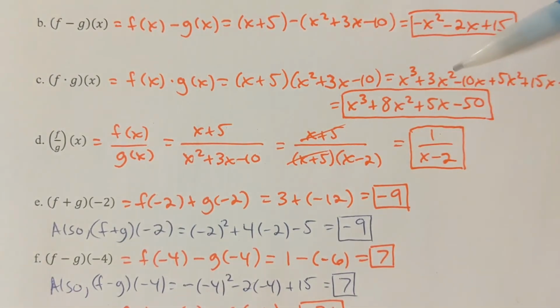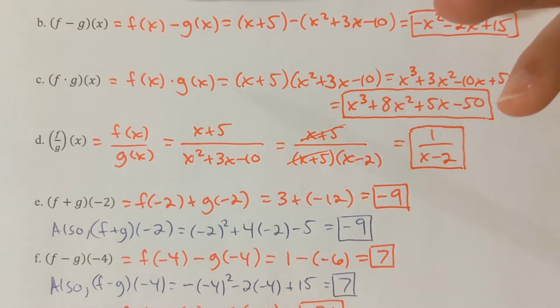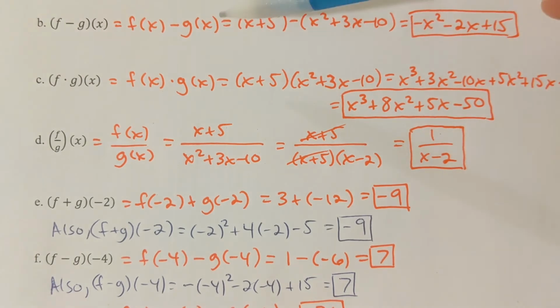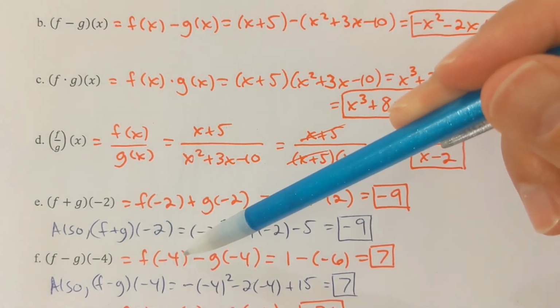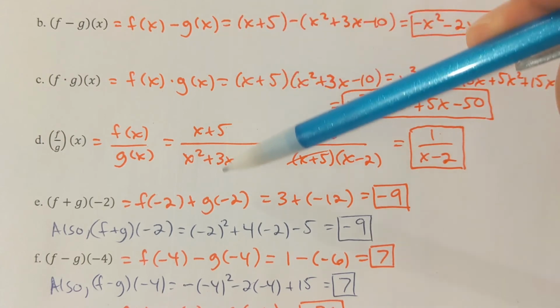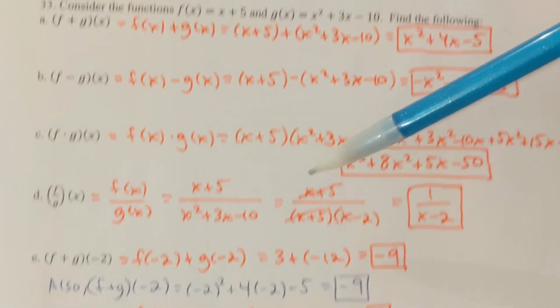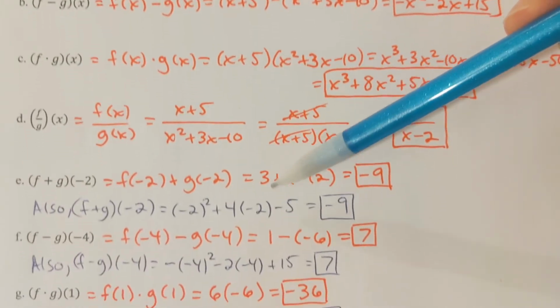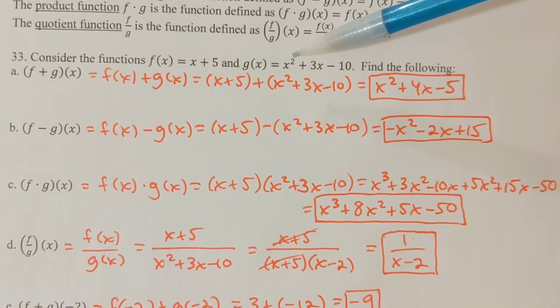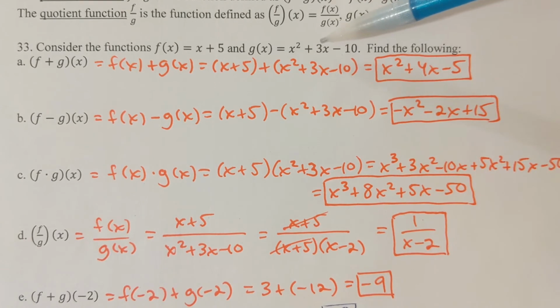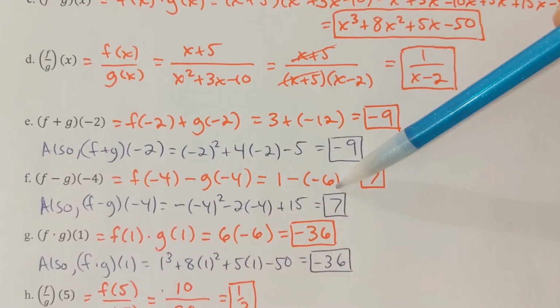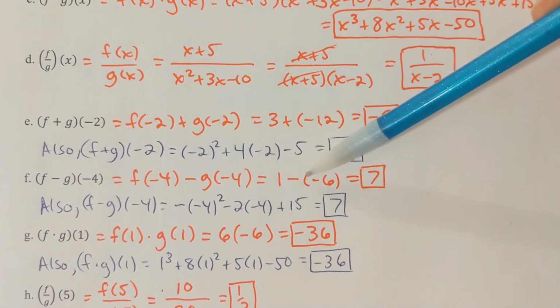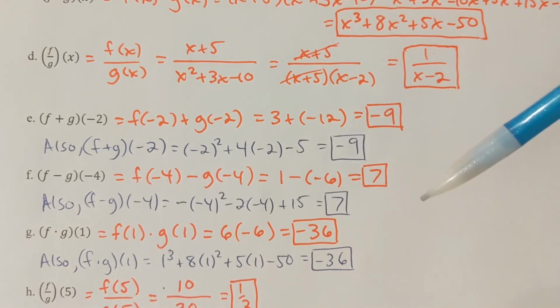Part F, f minus g of negative 4. Well, here's the formula that we created for f minus g of x. And you can handle the calculation the same way you did when it was x. You're going to take f of negative 4 minus g of negative 4. F of negative 4, negative 4 plus 5 is 1. And then g of negative 4: negative 4 squared is 16, minus 12 is 4, minus 10 is negative 6. 1 minus negative 6, so 1 plus 6 is 7.